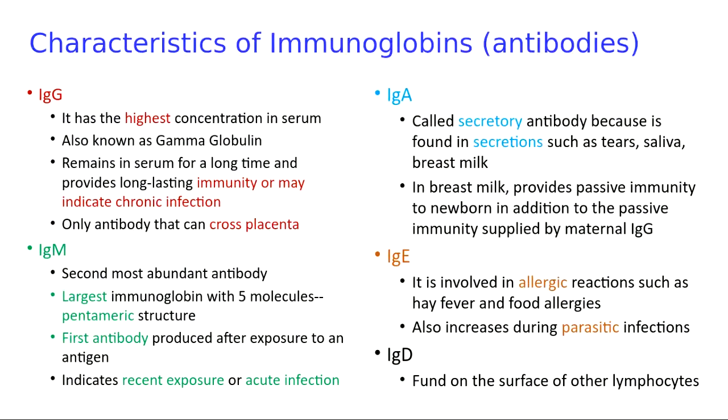Then we have IgD, and IgD is found in the smallest amount. They actually do not know the job that IgDs have. They just know that it's found on the surface of some lymphocytes, but they don't know how it helps the lymphocytes. It has to have a job since it is there. The scientists have not found out the specific job of IgD.